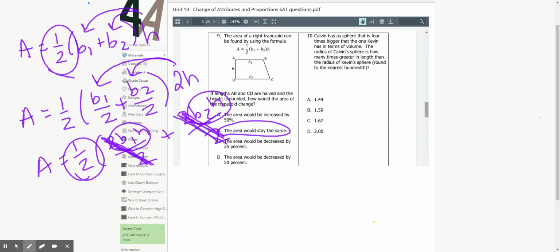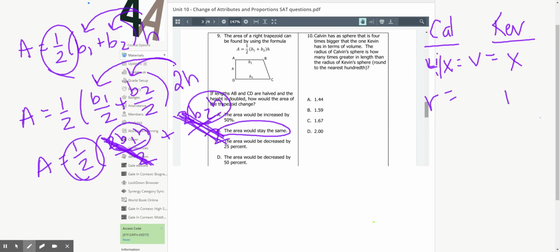Calvin has a sphere that is 4 times bigger than the one Kevin has. So we've got Calvin and we've got Kevin. Calvin has a sphere 4 times bigger. So this is 4 times bigger, and this is x. Could be 4 and 1, I don't know. In terms of volume. So this is V. The radius of Calvin's sphere, how many times greater in length is it than the radius of Kevin's? So radius.